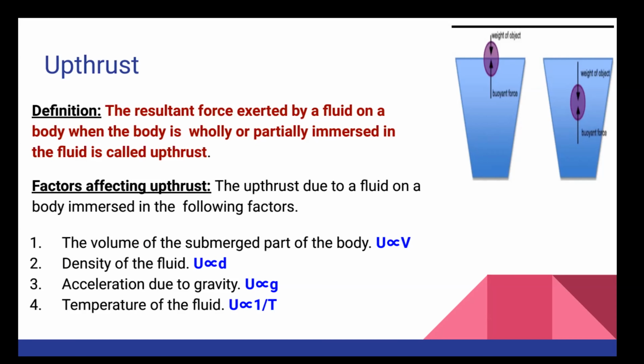The second factor is the density of the fluid, or you can say liquid. Third, acceleration due to gravity. And at last, number four, temperature. Among these four factors, upthrust is directly proportional to the first three: volume of displaced liquid, density, and acceleration due to gravity. Whereas for the last factor, temperature, upthrust is inversely proportional. With the increase in temperature of the liquid, upthrust goes on decreasing.